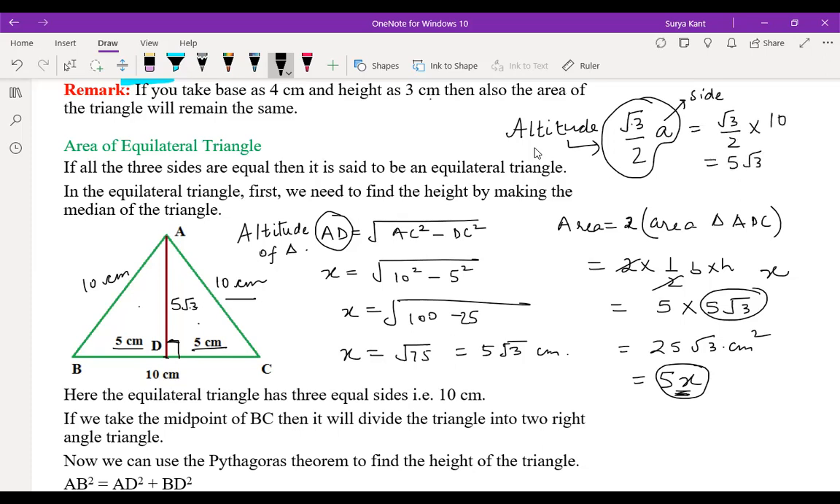Is it clear, children? Yes, sir. So this is the direct method. If you want to find the area of an equilateral triangle directly, that is also there. Take the area directly, direct formula, no problem: root 3 by 4 a square.